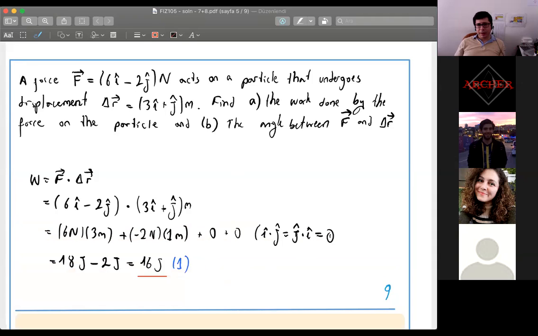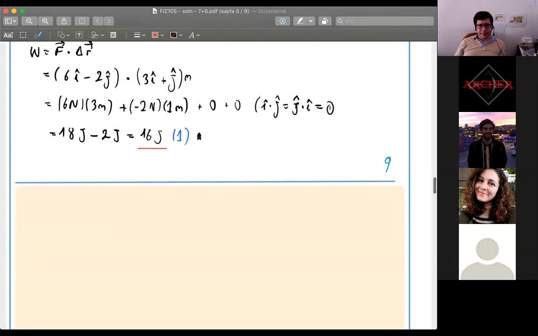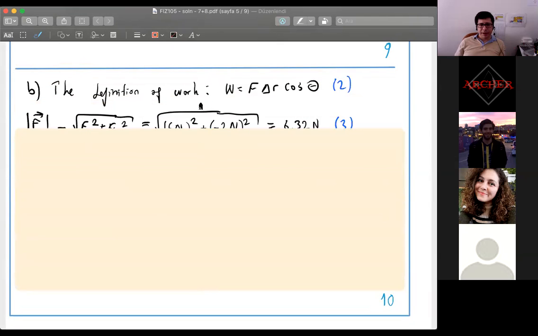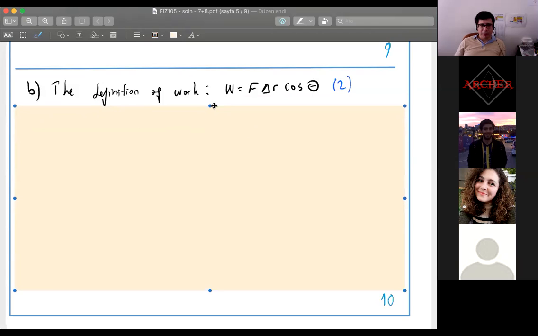Okay. Now let's find the angle between these two vectors, okay? See, the definition of work is F dot delta R, which is F times delta R times cosine theta, right? We can use this part to access the angle theta. So this is like both a work-energy question and a vectors question.